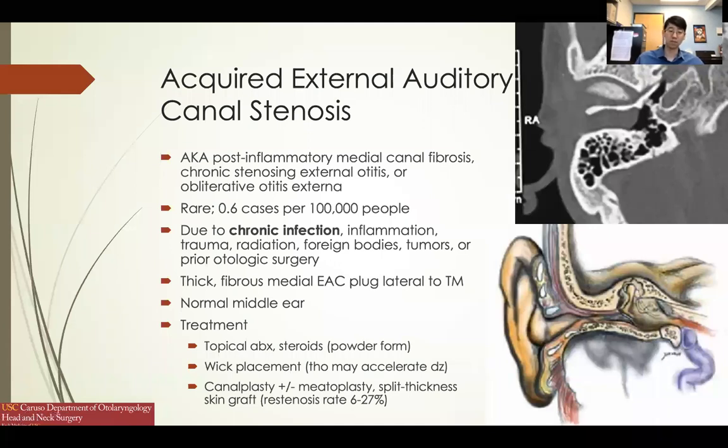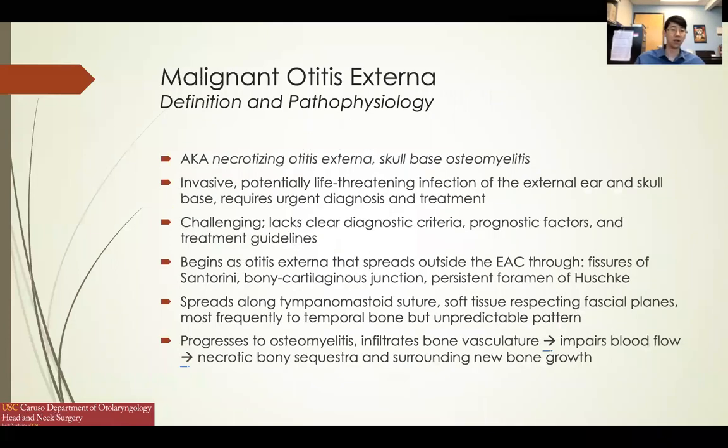Prevention of getting to that stage, you can try topical antibiotic steroids just like you're treating your chronic infection. And the powder form is favored because of the consistent drug levels that are being delivered to the tissue. Wicks can be placed because it's being obstructed, but that may accelerate disease because you've got this foreign body there that keeps inflammation going.